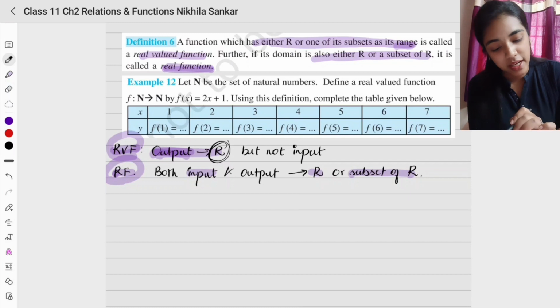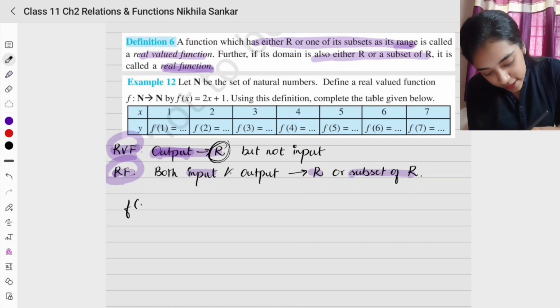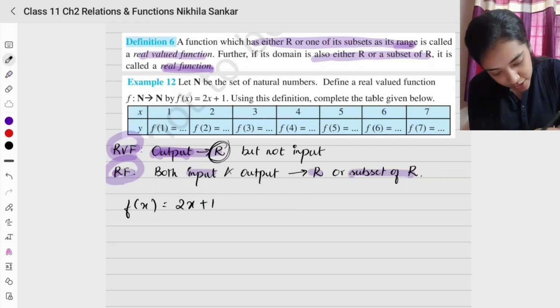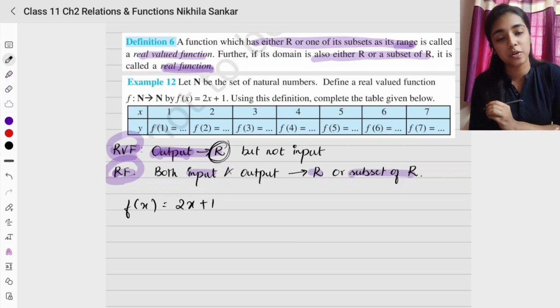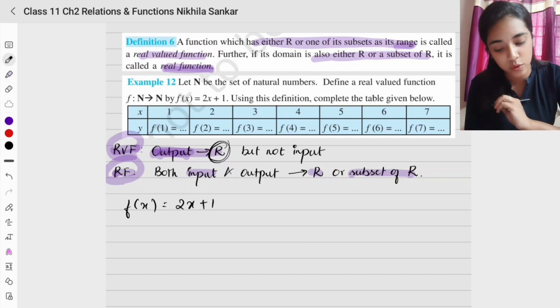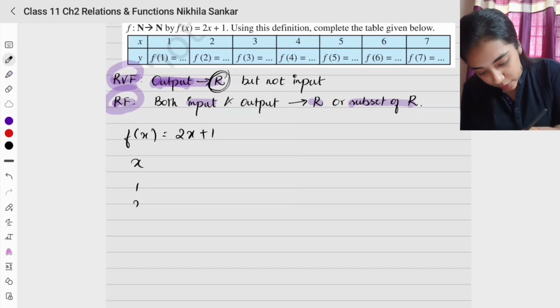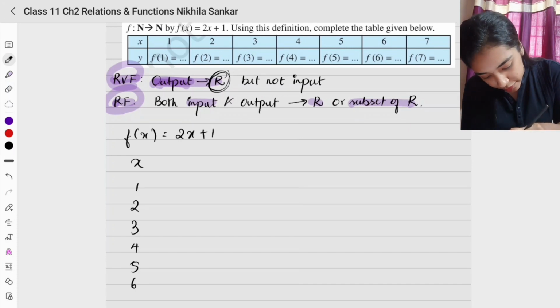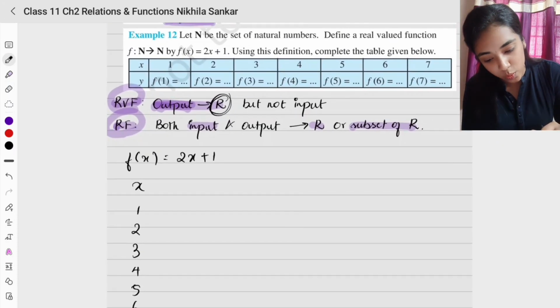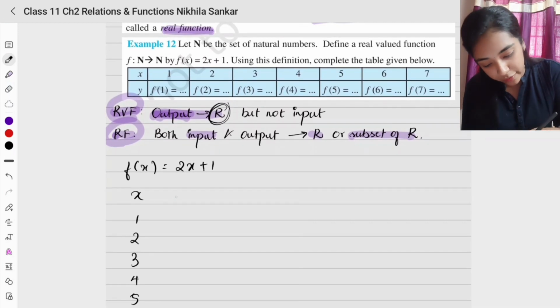Now example 12. Let N be the set of all natural numbers. Define a real valued function f of x equals 2x plus 1. For a real valued function, the output should belong to R or any subset of R. Correct? Only the output. Using the definition, complete the table below. So I have x equals 1, 2, 3, 4, 5, 6, 7. I'm just writing the tabular column downwards. And I want f of 1, f of 2, f of 3. So this is going to be my y, which is basically f of x. That is what they are asking you to do.